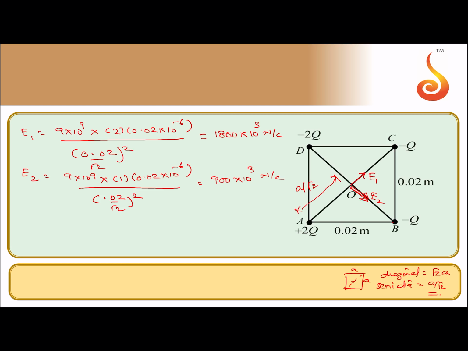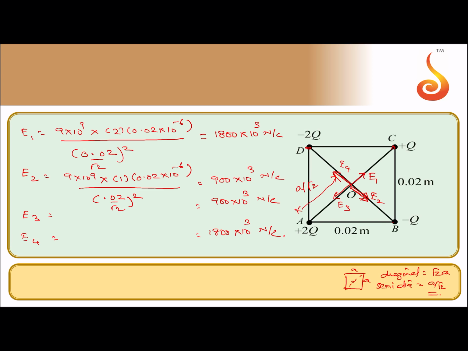Now E3 is because of C, C is plus Q, so you will have E3 acting this way. I don't have to substitute other values. It is again Q, so it will be 900 into 10 power 3 Newton per Coulomb. And lastly, you have D. D is minus 2Q. It will attract you inwards. So this is E4, which will be equal to 2Q, so 1800 into 10 power 3 Newton per Coulomb.